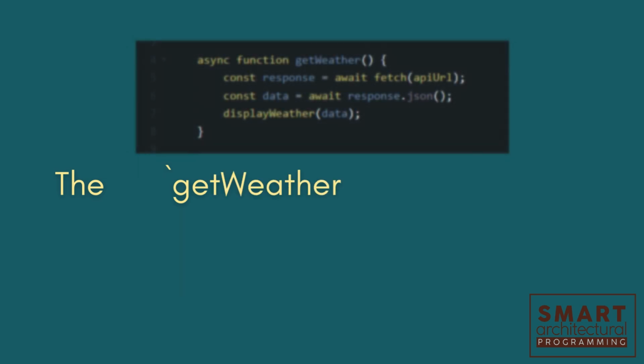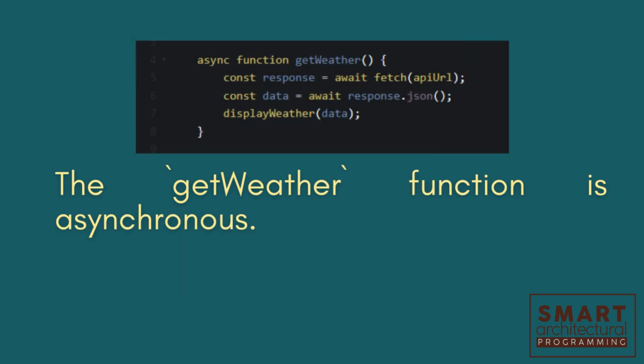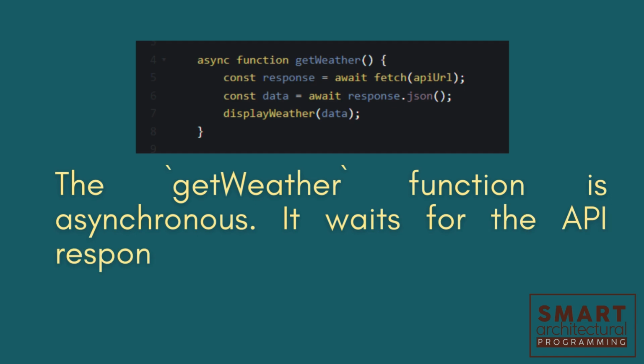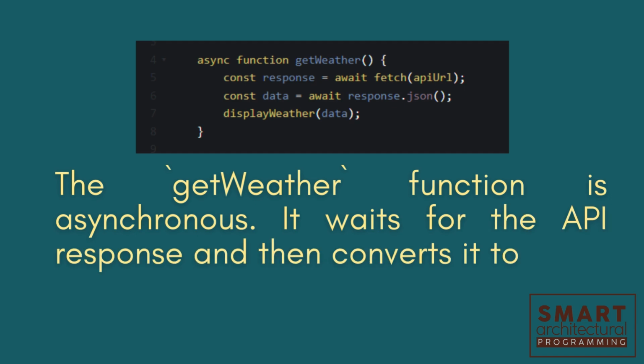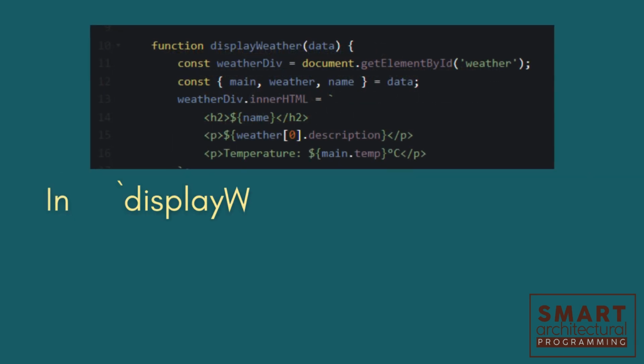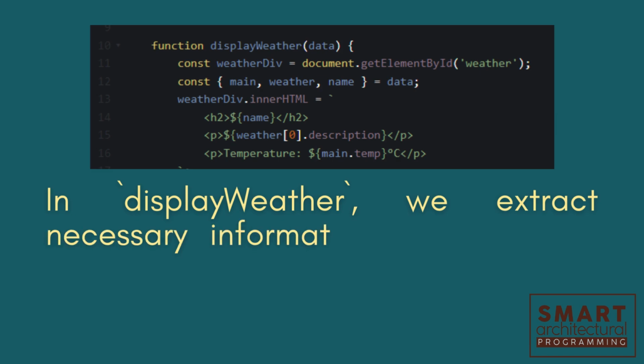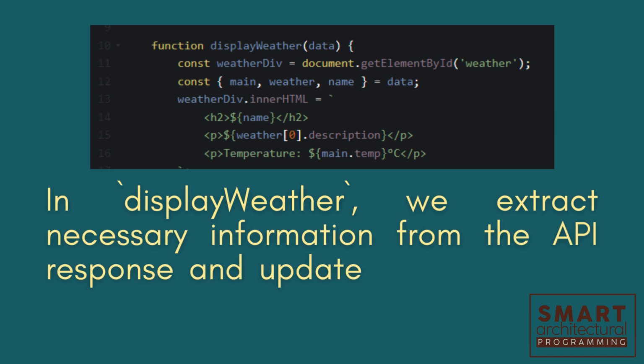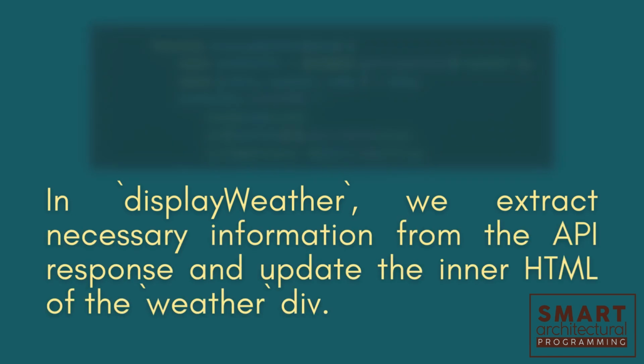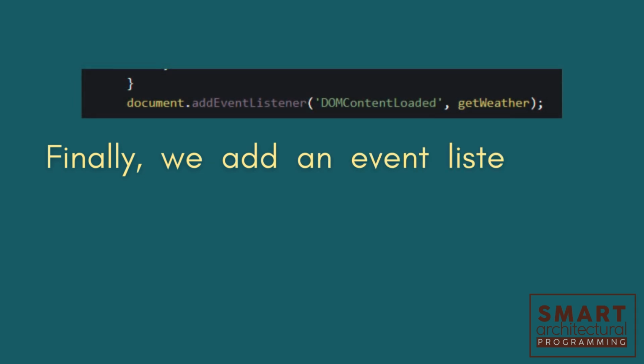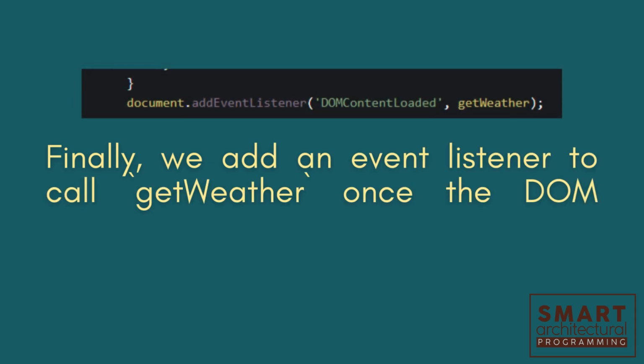2. Asynchronous fetch function. The getWeather function is asynchronous. It waits for the API response and then converts it to JSON format. In displayWeather, we extract necessary information from the API response and update the inner HTML of the weather division. Finally, we add an event listener to call getWeather once the DOM content is fully loaded.